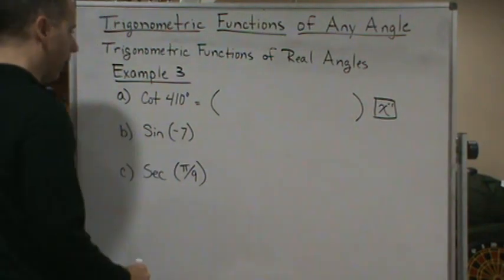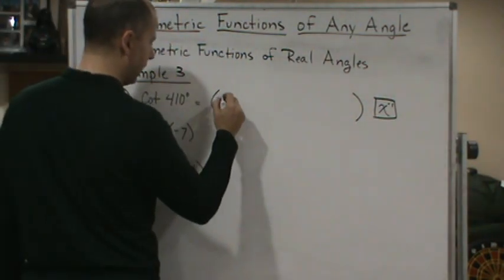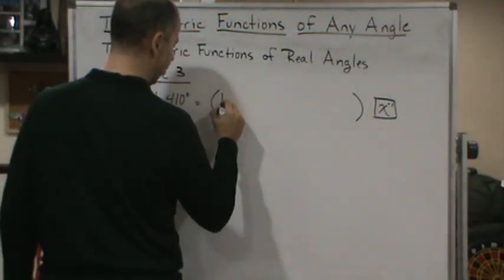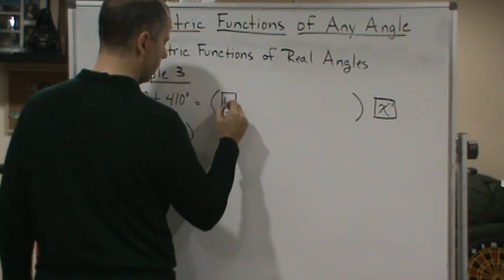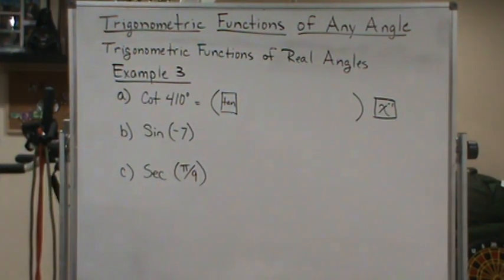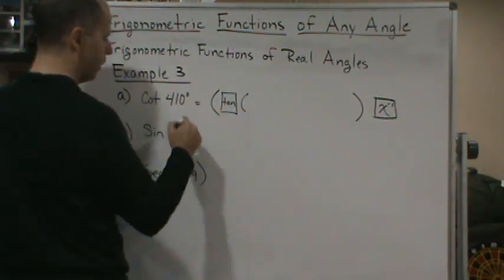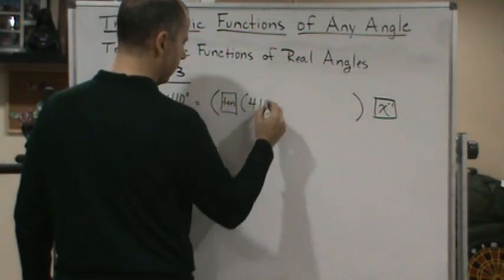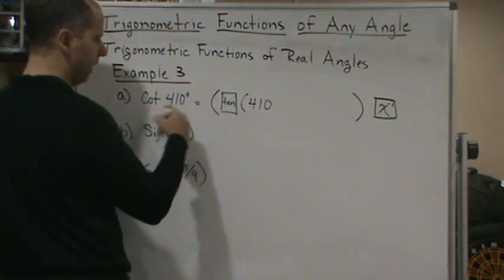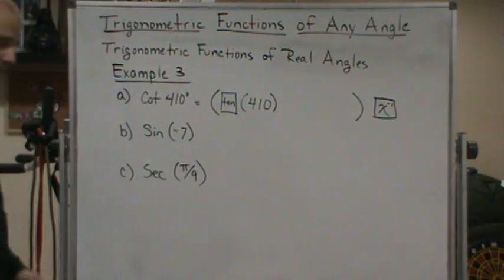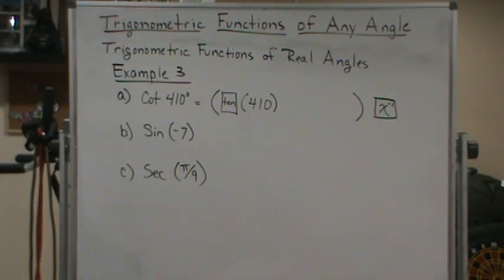So, how do we get tangent? I'm going to put the tangent key. So there's your tangent key, and then you're going to take parenthesis, and then you're going to put 410, because you're in degree mode. Remember, you want to make sure you're in degree mode, so when you put in 410, it's reading it as degrees. And then you're going to put in end parenthesis.